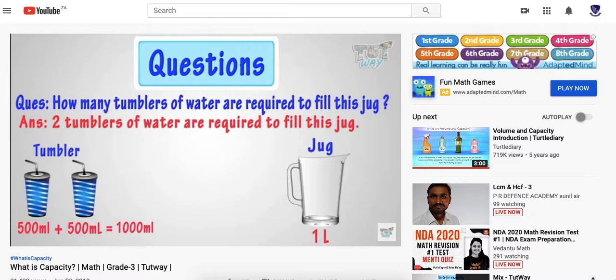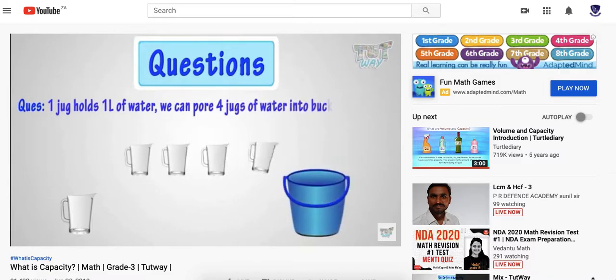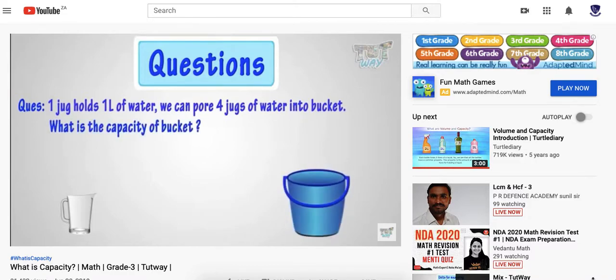Now, let's move on to the next question. 1 jug holds 1 liter of water. We can pour 4 jugs of water in a bucket. Then, what is the capacity of the bucket? Let's solve this question. Capacity of the jug is 1 liter. And we can pour 4 jugs of water in the bucket. 4 jugs means 4 liters of water. So, capacity of the bucket is 4 liters.